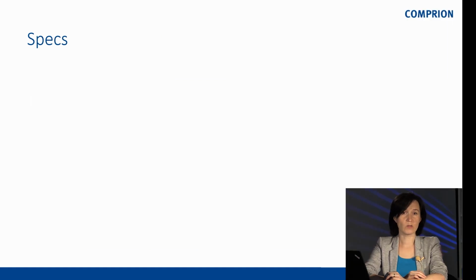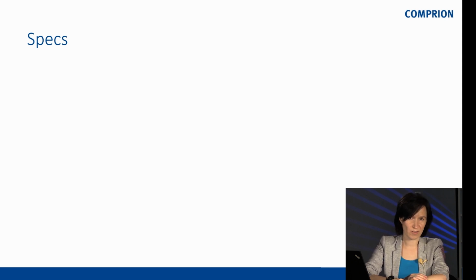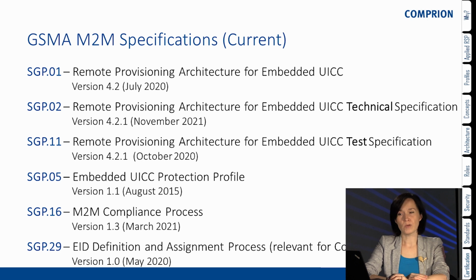Okay, we went through the overall structure of the groups of the existing standards, and then let's go to the specifications itself. Hope you will not be bothered with the numbering. Let's start with the M2M specifications, or the current versions of the specifications which you can see on the screen. I will explain the purpose of each specification.